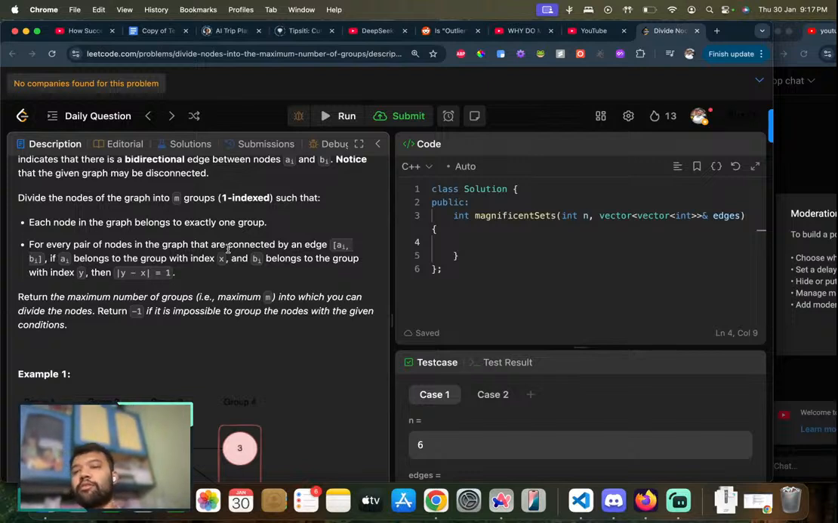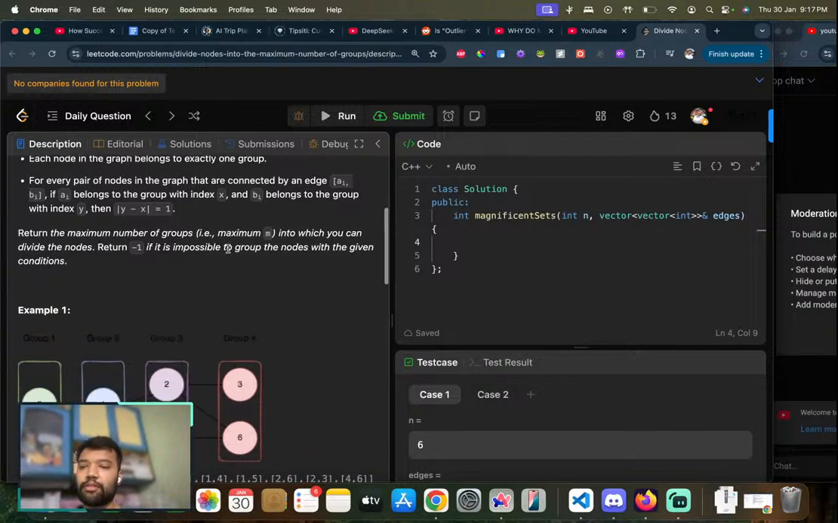Divide the nodes into m groups, indexed from 1, such that each node in the graph belongs to exactly one group. Okay, each node belongs to one group. For every pair of nodes connected by an edge, A or B, if A belongs to group X and B belongs to group Y, then the absolute value of Y minus X is equal to one. Return the maximum number of groups into which you can divide the nodes. Return -1 if it is impossible to group the nodes with the given conditions.